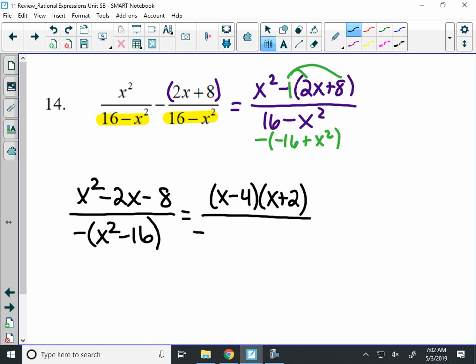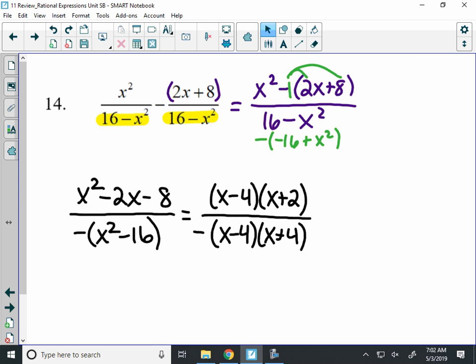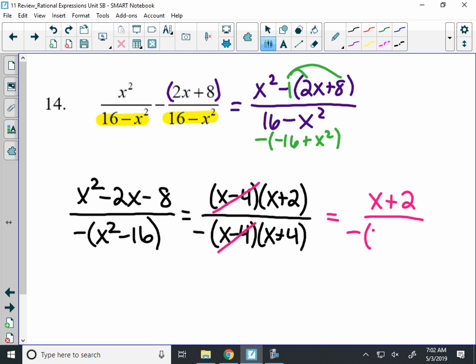Pull out a negative here. And difference of squares, x minus 4, x plus 4. The x minus 4's cancel. So you are left with x plus 2 over negative x plus 4. The negative doesn't have to be in front of the denominator, it can be in front of the whole fraction. But that would be your fully simplified answer.